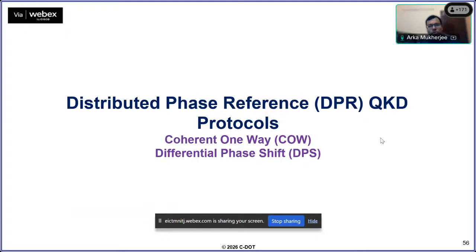So going forward, as I told yesterday, under discrete variable protocols, there is a subset that is called distributed phase reference protocols. Distributed phase reference means here we check the phase relation between two consecutive pulses. So how do we check this relation? That will be clear in the subsequent slides.